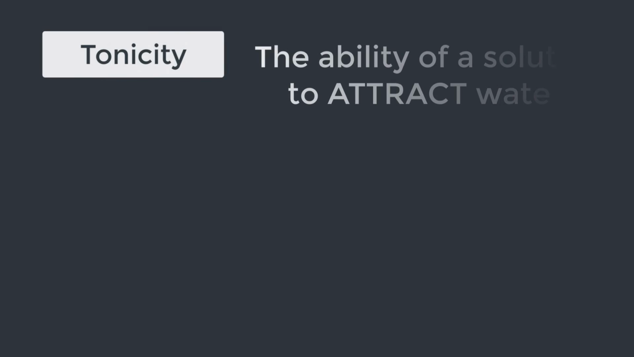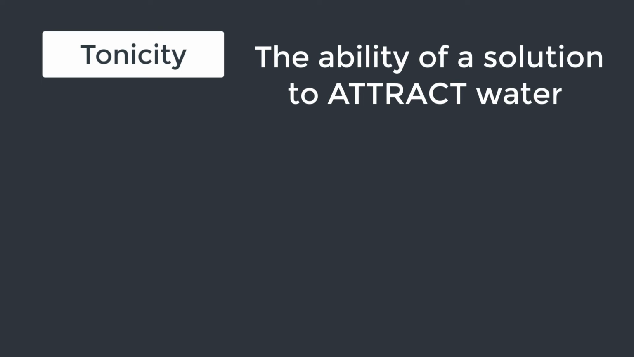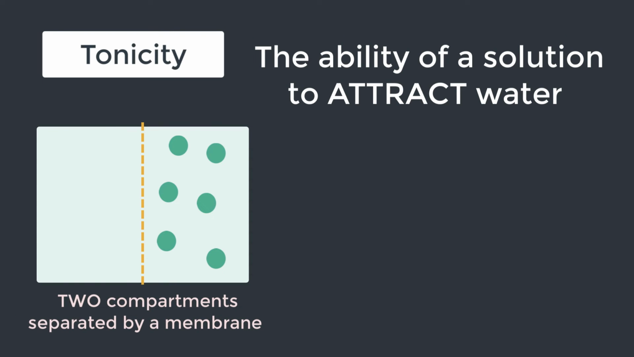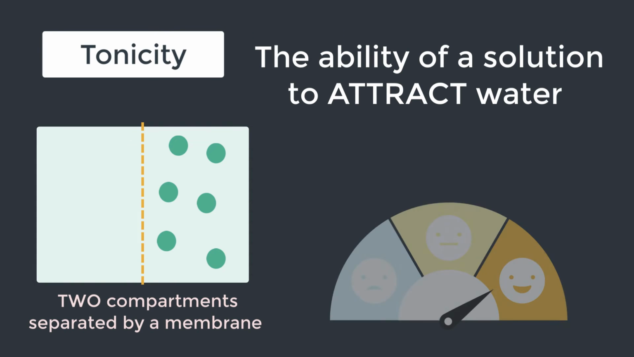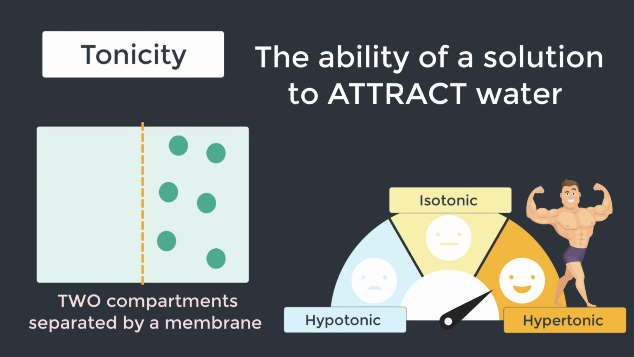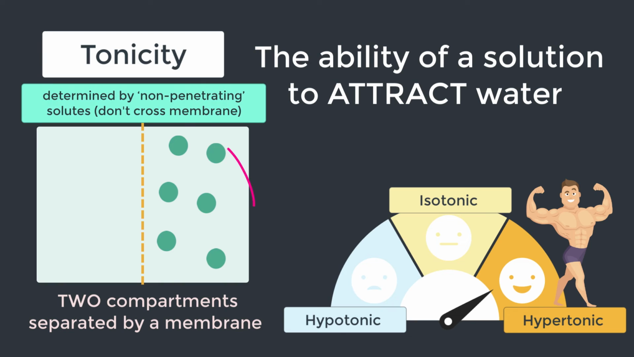So all of that to say that tonicity is about the ability of a solution to draw water towards it across a membrane. It always compares two compartments side by side and gives the solution a rating of hypotonic, isotonic, or hypertonic. And this tonicity rating is determined by those non-penetrating solutes. Solutes which cannot move across the membrane.